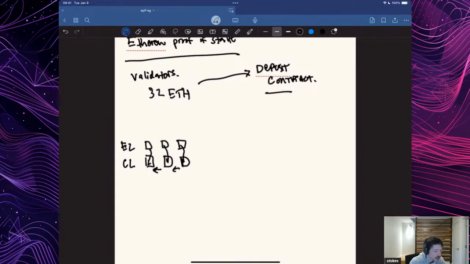So say in this block, you put your 32 ETH into the deposit contract, and there's a way now that the consensus layer can read this execution layer, and it's just watching this deposit contract. What this means is that when a new validator has put in 32 ETH, the CL can see this. It then makes an entry, say in the next block, to add a new validator.